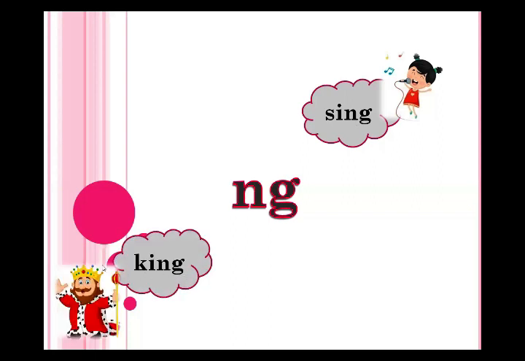Now another example. Who is he? Yes, he is a king. What is the ending sound? Listen carefully. The ending sound is ing. As I told you, when we blend n and g, these two letters change their sounds and create a new sound, which is ing. So ing is in king.